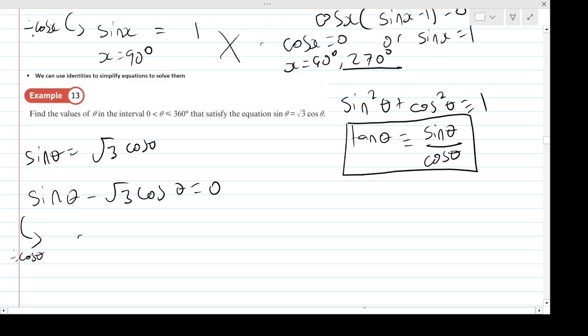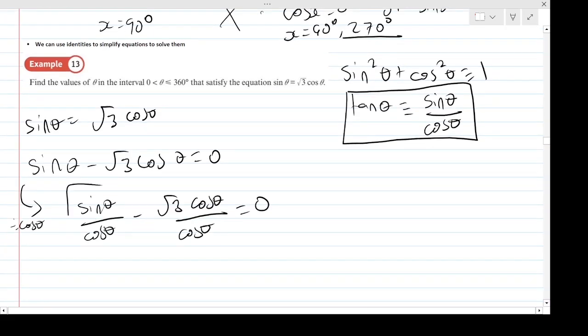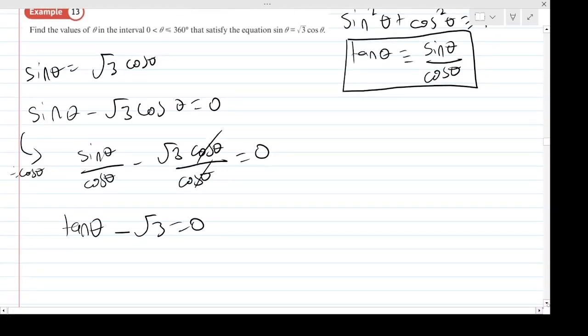So then sine theta over cos theta minus root 3 cos theta over cos theta equals 0. Well, 0 over cos theta is still 0, right? Hopefully you recognise sine theta over cos theta is tan theta. And cos theta over cos theta is just 1, because they cancel out. So just tan theta minus root 3 equals 0. If I move that to the other side, I therefore get that tan theta is root 3, and I can solve that now, right?